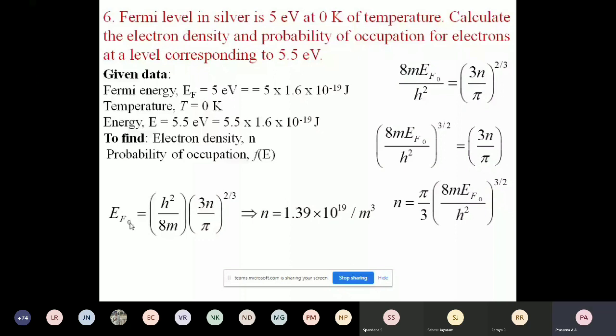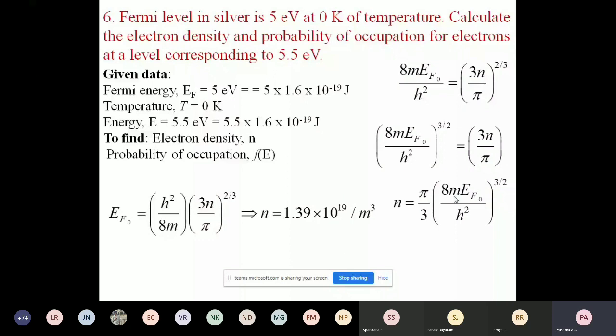So this equation is rearranged here to help you understand. If you bring 8m to left hand side, it becomes 8m EF naught divided by h square, equals 3n by pi power 2 by 3. And then multiply these powers of both the sides by 3 by 2. Therefore, this becomes 1, and this side it will have power 3 by 2. And we need to calculate n, keeping n on one side, take the other terms. Pi comes to the numerator, 3 goes to the denominator. That is the equation.